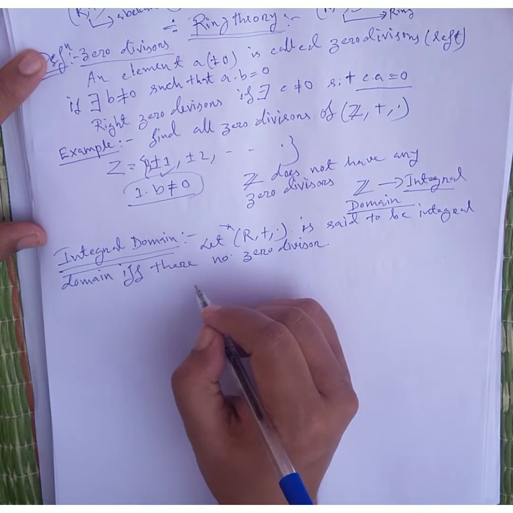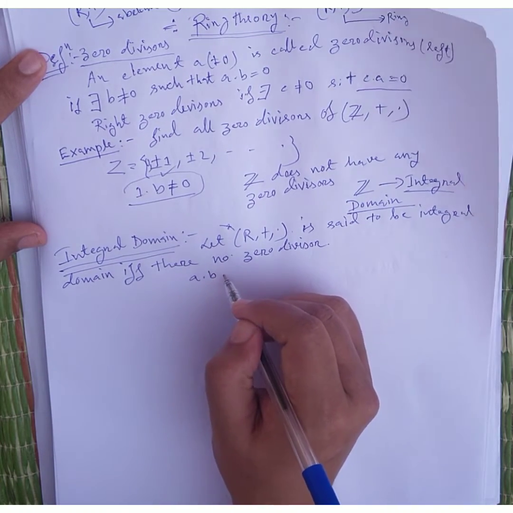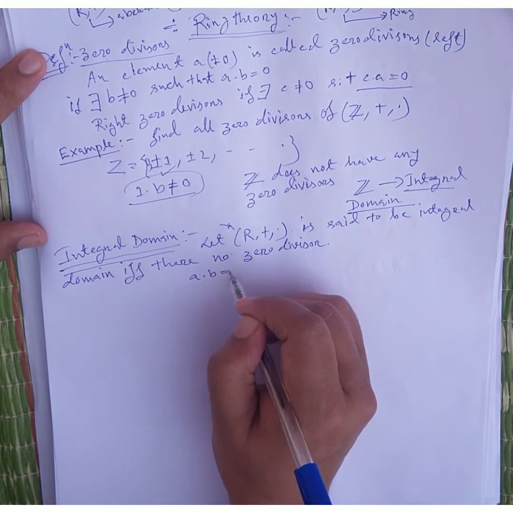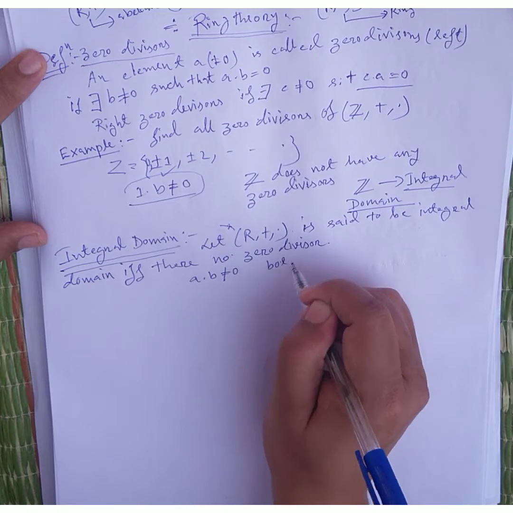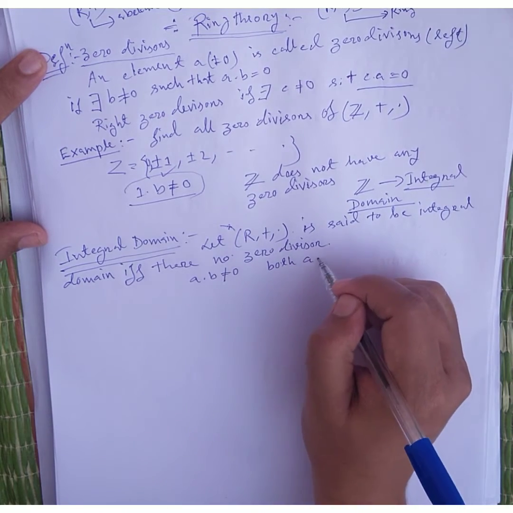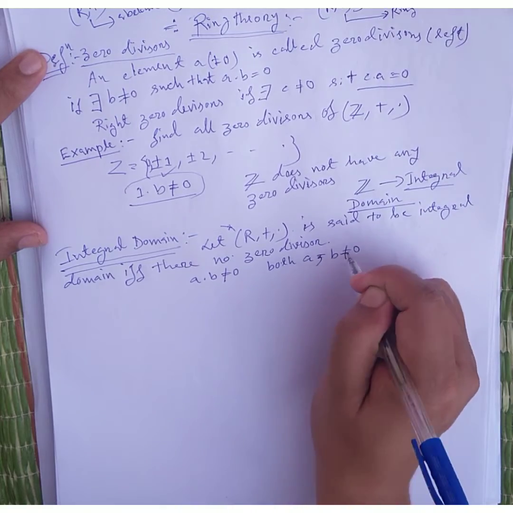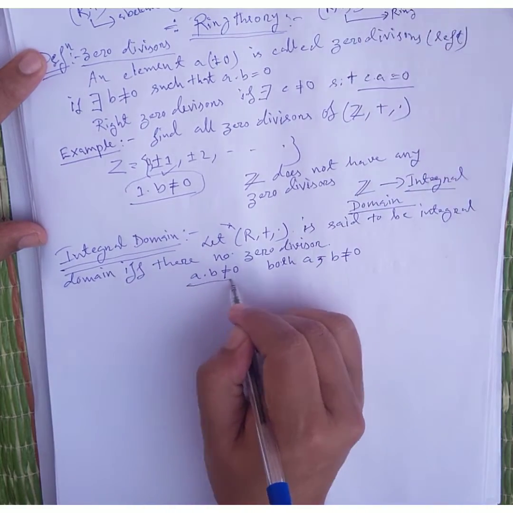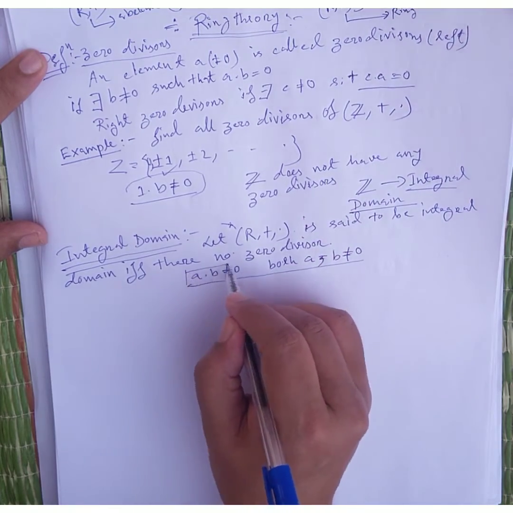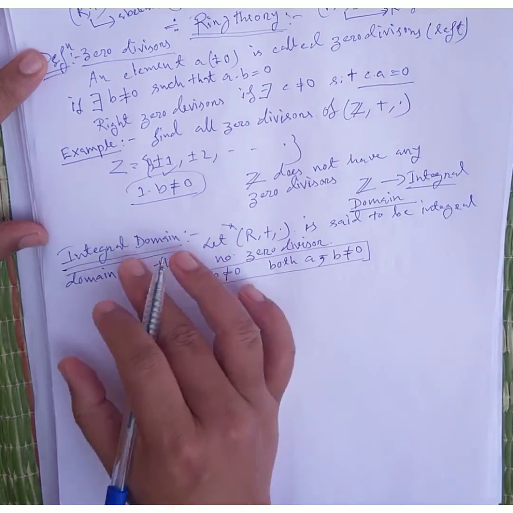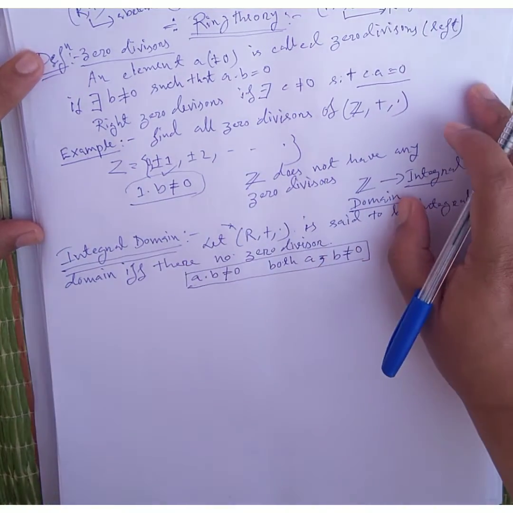This means that a·b ≠ 0 when both a, b ≠ 0. So you cannot get two nonzero elements whose product a·b equals 0. This is called the integral domain definition. Integral domain is very, very important for ring theory.